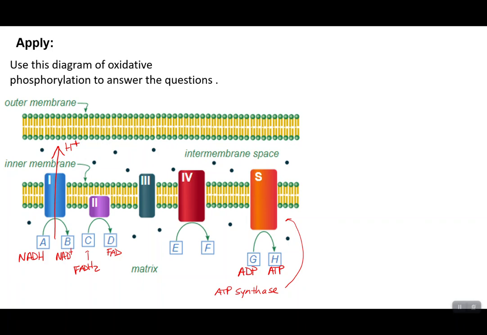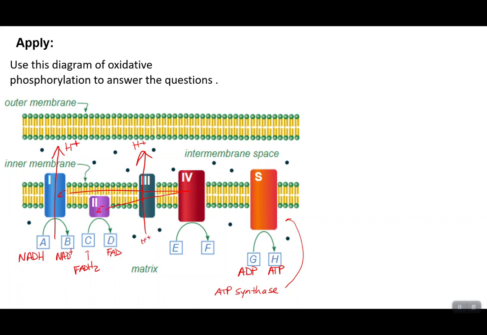Now recall that complex 2 does not pump any protons across, but it does produce those electrons that are important for the reactions in the electron transport chain. So there's going to be electrons from complex 1 that shuttle over to complex 3, and also electrons from complex 2 that will shuttle over to complex 3. Now those electrons that arrive at complex 3 will also shuttle over to complex 4. And that shuttling is going to, again, allow protons to be pumped across this inner membrane into the intermembrane space.